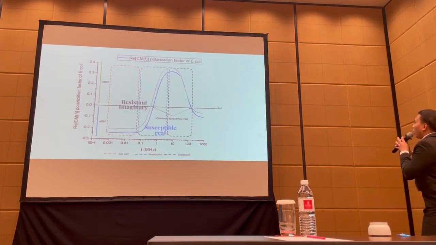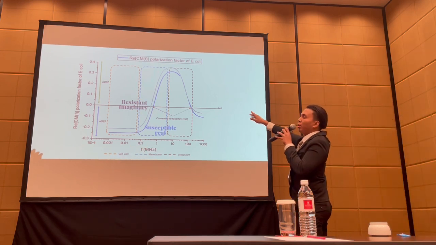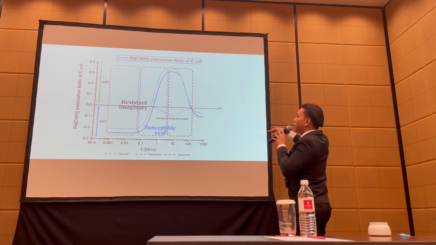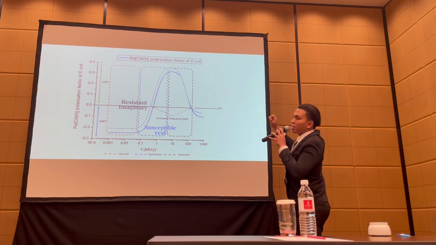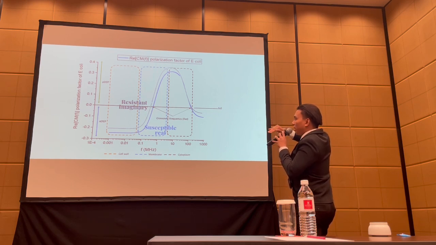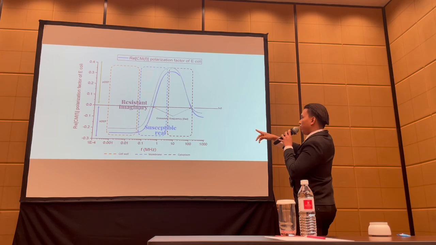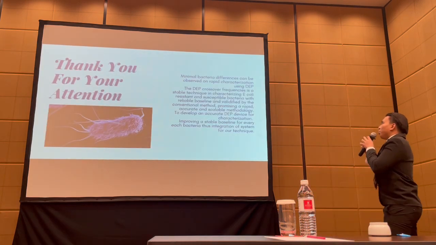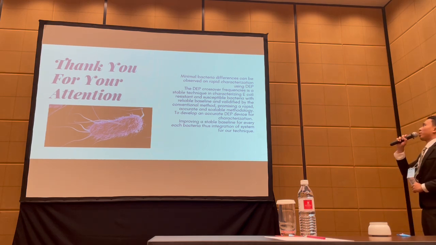Next. So we have susceptible, which has the same crossover frequency, which is 0.47 megahertz. But at 0.47 megahertz, our resistant E. coli shows a MyDEP response, because of higher conductivity, which causes higher polarization on the cell wall itself, causing a different response of resistant compared to susceptible E. coli. Next. So minimal bacterial differences can be observed in rapid characterization using DEP.